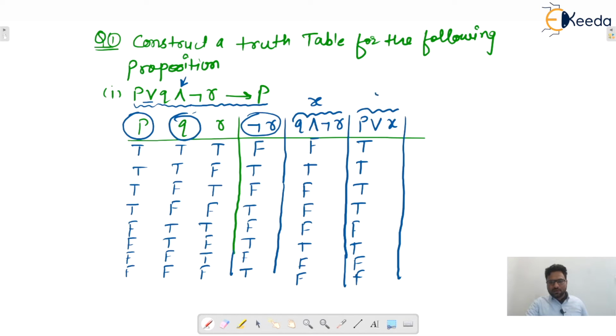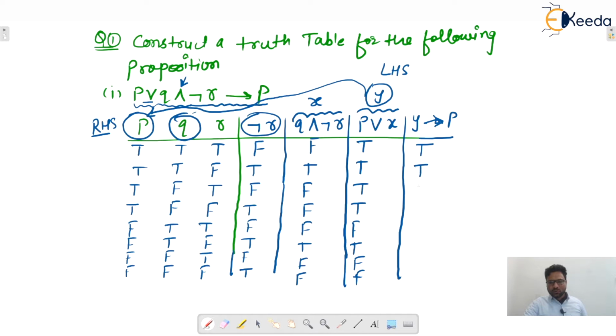And the last one is implication. Let us assume this one is y, so we have y implies P. What will be y implies P? This is the implication in which y is the left-hand side and P is the right-hand side. Implication is false only in one case, when LHS is true and RHS is false. So true implies true is true.